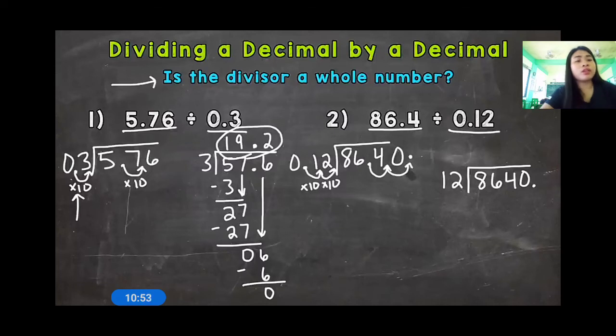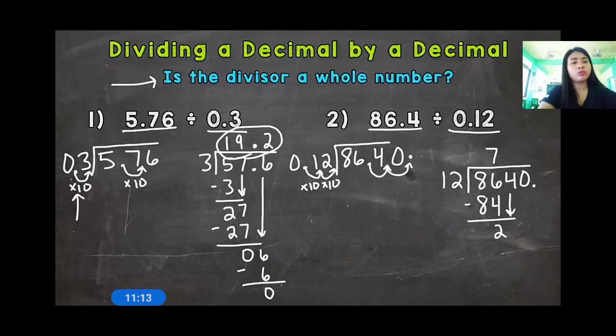So 8 divided by 12, well, we can't pull any whole groups of 12 out of 8, so we need to go to 86. So how many whole groups of 12 out of 86? Well, 7 times 12 is 84. That's as close as we are going to get. So 7 times 12 is 84. Subtract, we get 2.